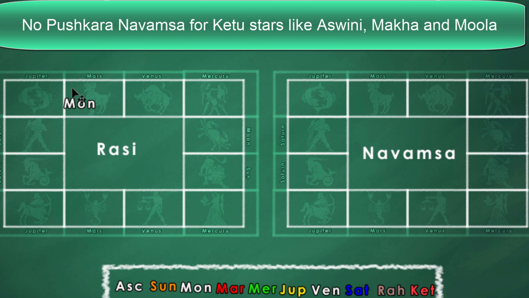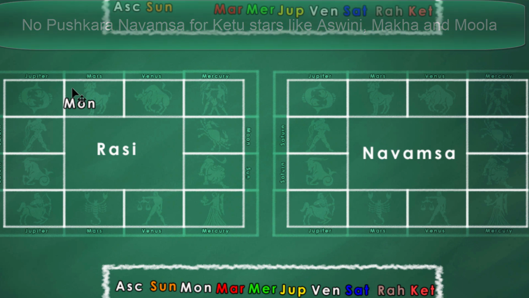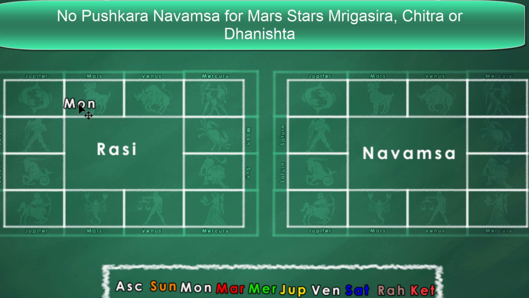Ashwini, Magha and Mula are star numbers 1, 10 and 19. If you add up the numbers, you always get 1. Ketu nakshatras do not have Pushkara Navamsa. So is true about Mrigasira nakshatra, which happens to be here. The last 2 padas in Taurus and the first 2 padas in Gemini. The name of the star is Mrigasira, and Mrigasira also does not have any Pushkara Navamsa. So Mrigasira is the 5th nakshatra. Therefore, Chitra, the 14th nakshatra, and the 23rd nakshatra, Dhanishta, do not have Pushkara Navamsa.